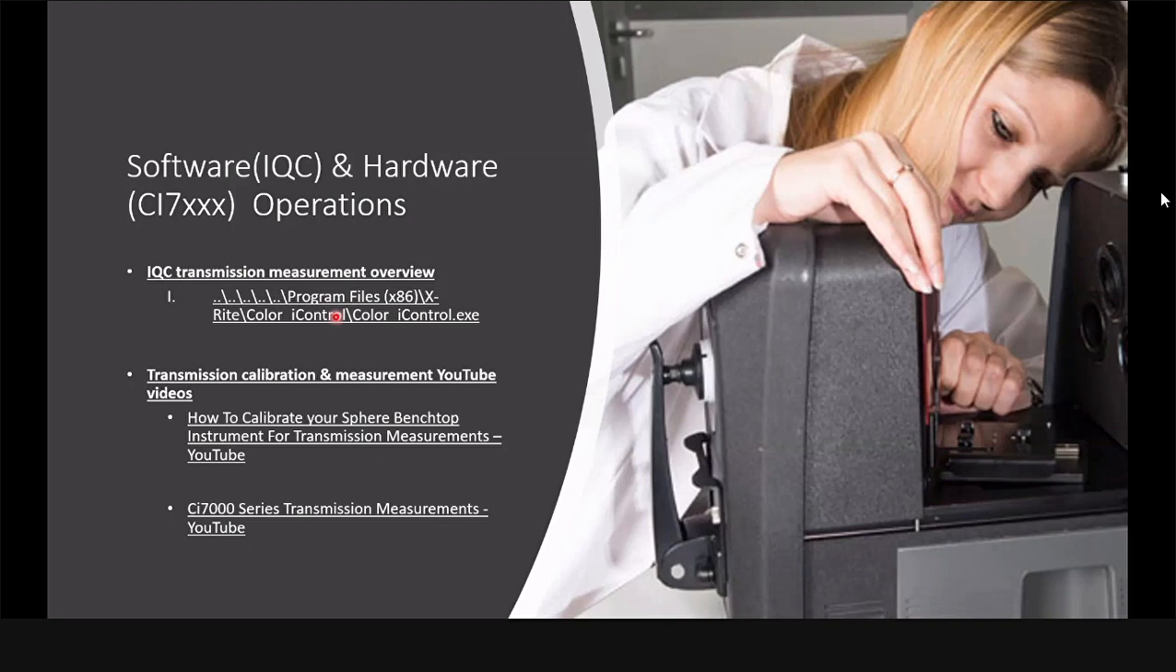Okay, second question. We have a customer who is producing car tints.